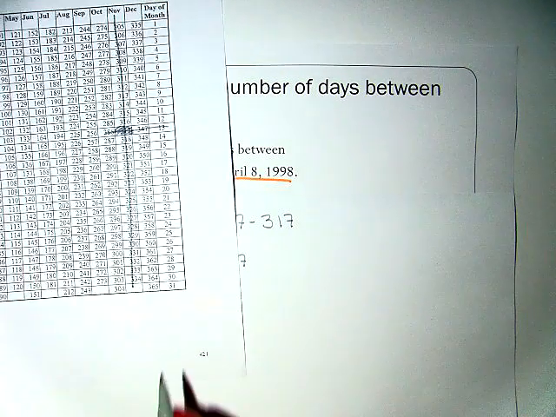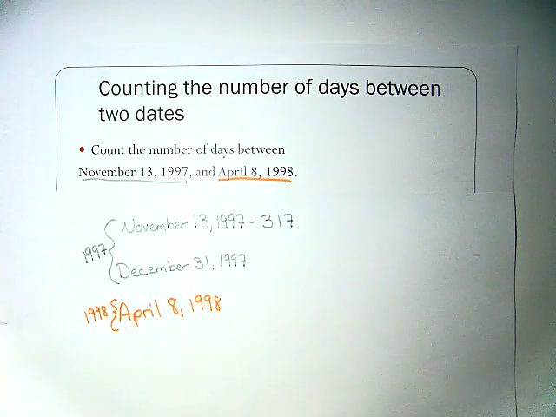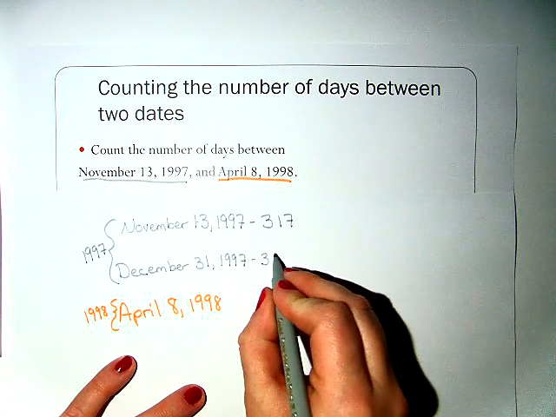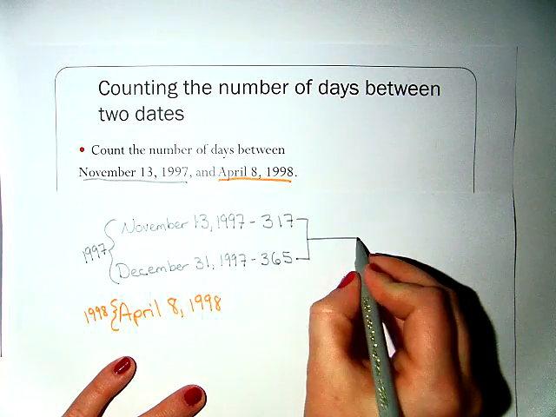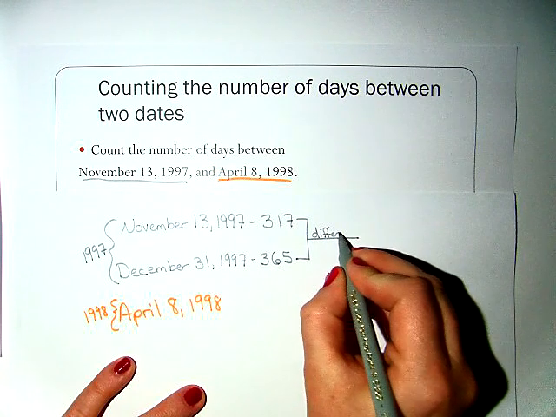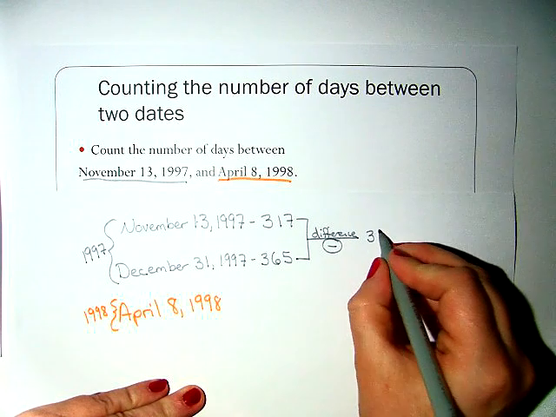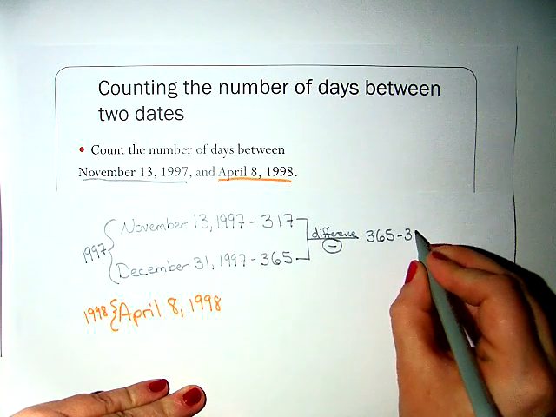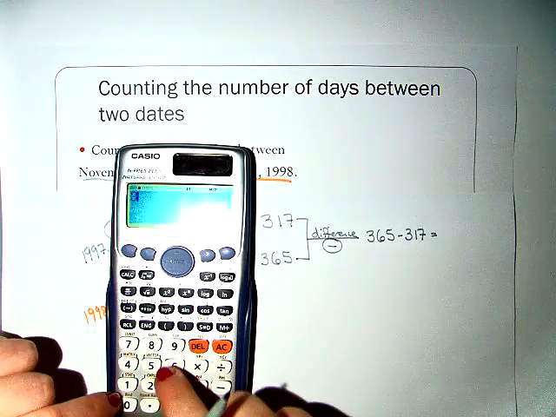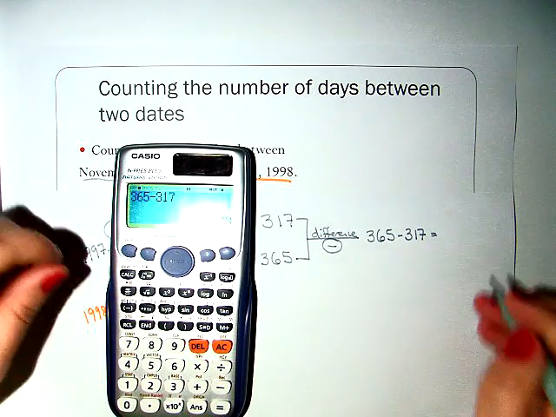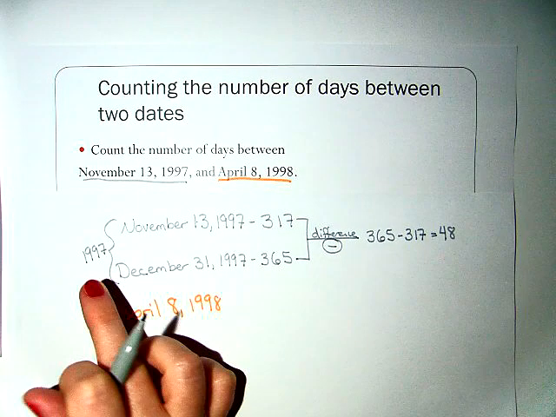Now, December 31st, 1997 is very easy to find. It's the very last day. And how many days are in a year? 365. So the last day of the year is day 365. We need to find the difference between these two, and to do that, we are going to subtract. So we're going to say 365 minus 317. We get out our handy-dandy little calculator and put 365 minus 317, and we get that there were 48 days. And this is 48 days in the year 1997.